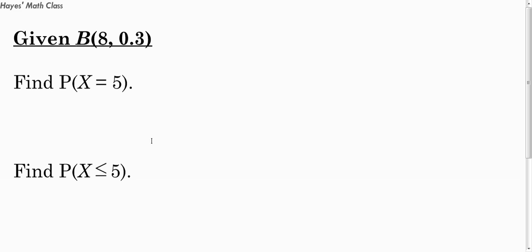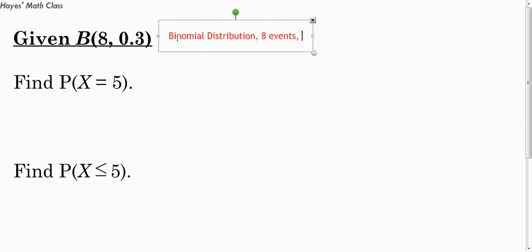So for this one here, again, binomial distribution, we have 8 events, probability of success is 0.3. Okay, so just for clarity, binomial distribution, 8 events, probability of success equals 0.3.